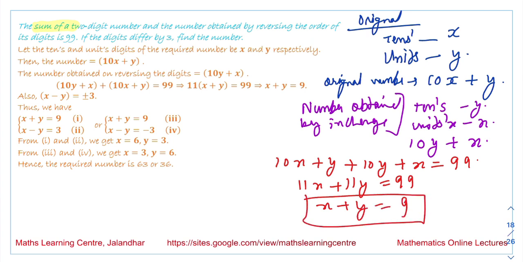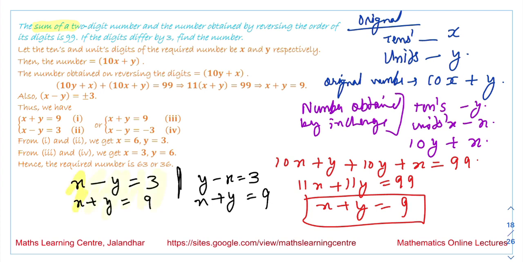Now it is given that the digits differ by 3. Suppose we are talking about x minus y. If x is the larger digit, the answer will be 3. If y is the greater digit, then y minus x is 3. So we have two systems of equations.